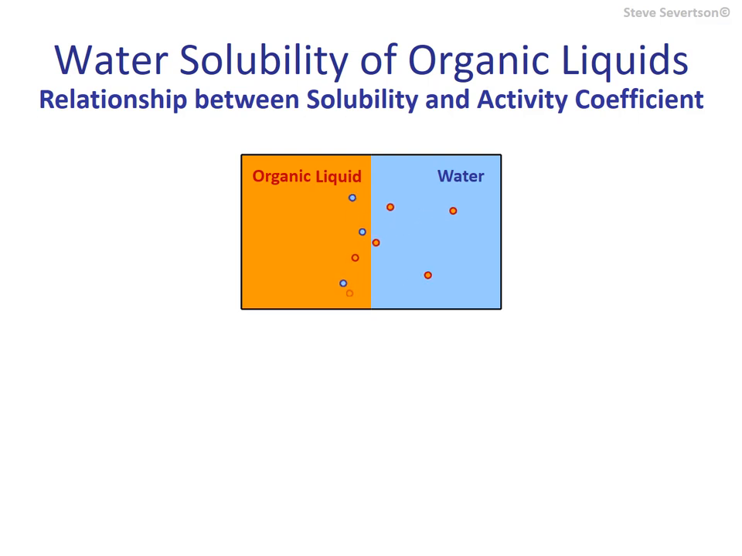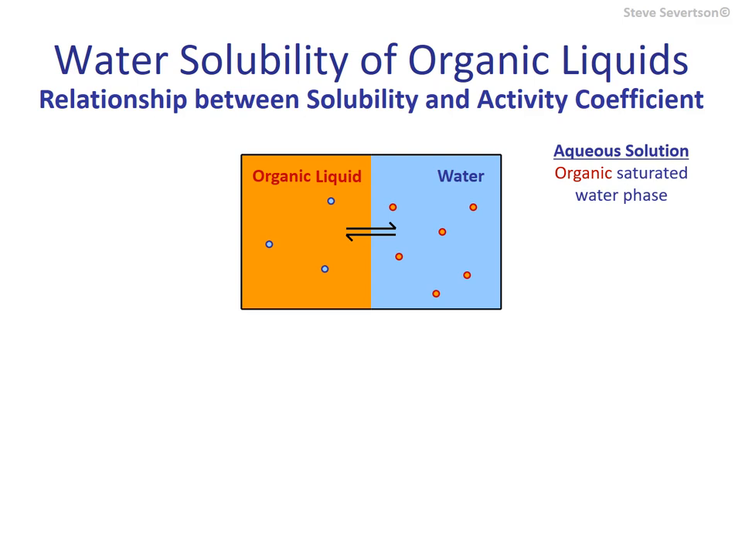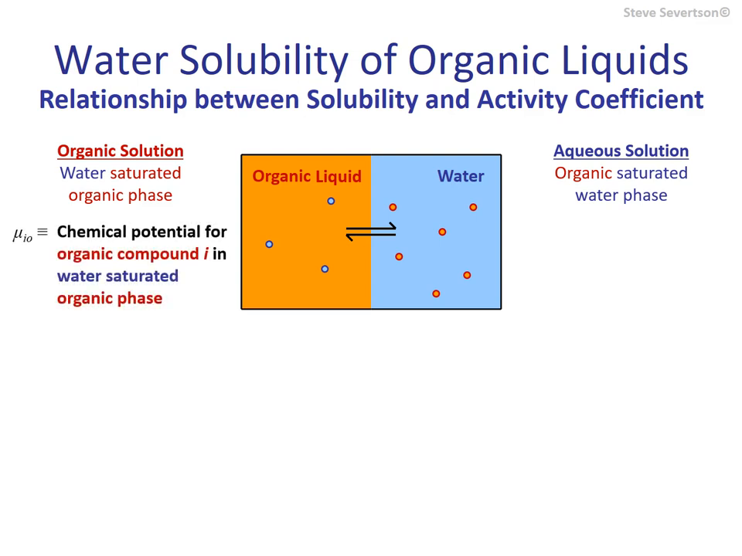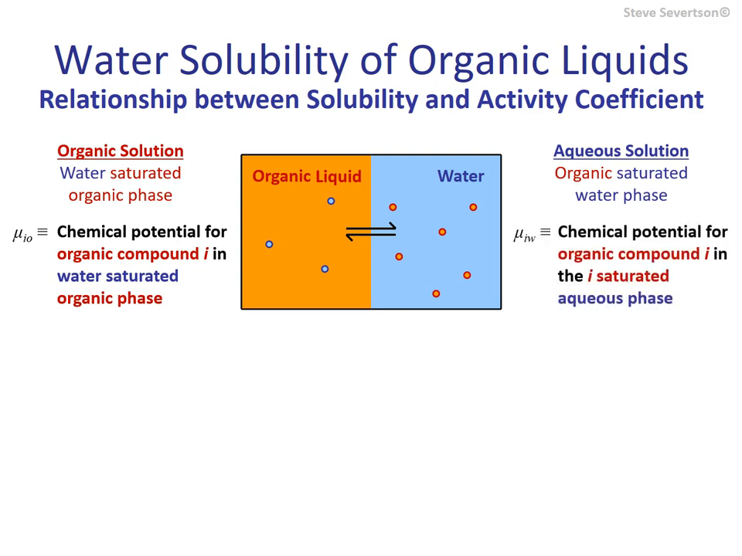Our interest is in the movement of the molecules from the organic phase into water. But as this is occurring, water molecules are also moving into the organic liquid. Thus, the organic phase is not pure, and we will have a chemical potential for I in the water-saturated organic phase indicated by mu IO, and a chemical potential for I in the organic-saturated water phase indicated by mu IW. At equilibrium, the chemical potentials for I in both phases are equal.